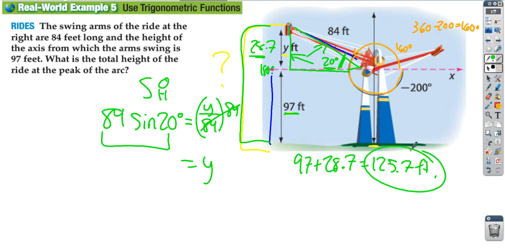So that is section 12.3. Hopefully it makes a little bit of sense. We talked about reference angles and how to find the exact values of trig functions using reference angles and using the acronym All Students Take Calculus.